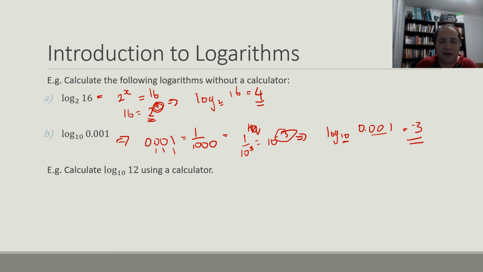Now, just using a calculator, we can type in that one. So log 12, typed into the calculator, you should get 1.08. Again, just press log 12 equals, there's how we calculate logs using a calculator.